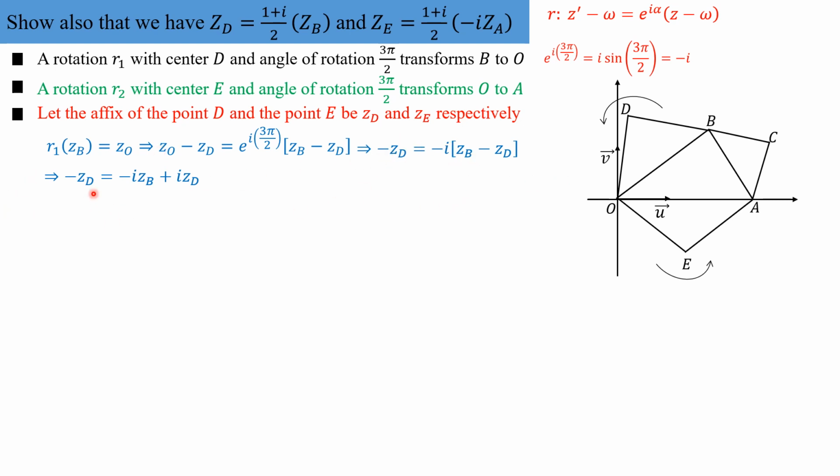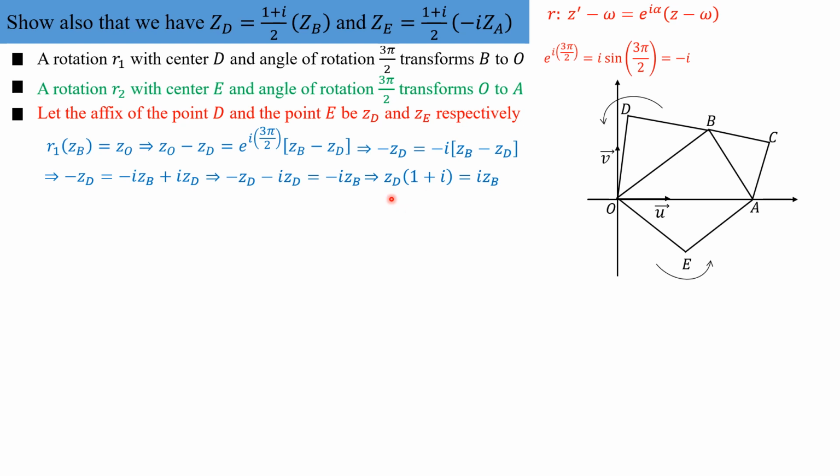We get the left hand side is negative ZD equal to negative iZB plus iZD. Multiply negative i with ZB and multiply negative i with negative ZD. Alright, so since the relationship we are proving, ZD is on the right hand side, then we can bring every term in ZD to the left hand side. Sorry, it's on the left hand side. Alright, so with that, we get negative ZD minus iZD to be equal to negative iZB.